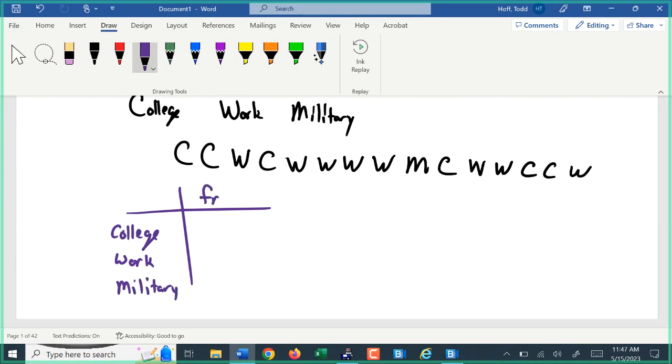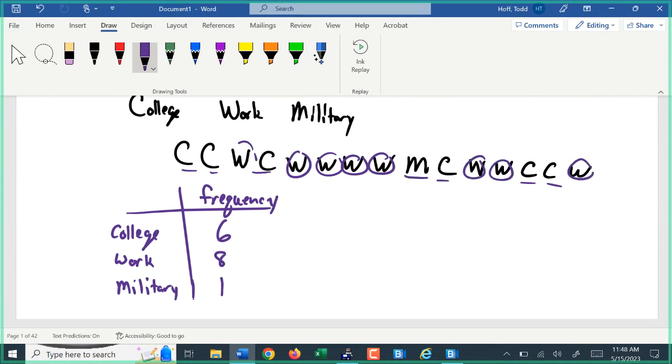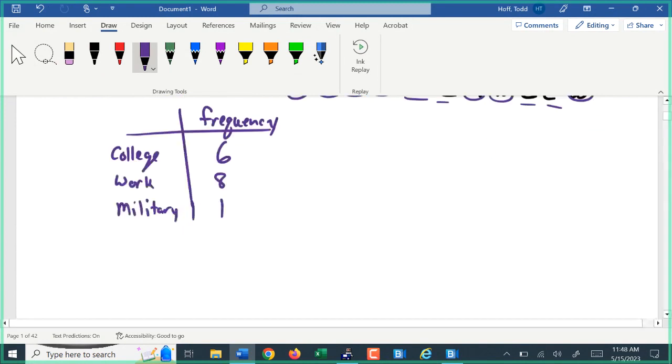And I'm going to count up their frequency. There's 1, 2, 3, 4, 5, 6 going on to college. 1, 2, 3, 4, 5, 6, 7, 8 going on to work, and 1 going into the military. So now we can look at that frequency table and very quickly get a feel for all the data.